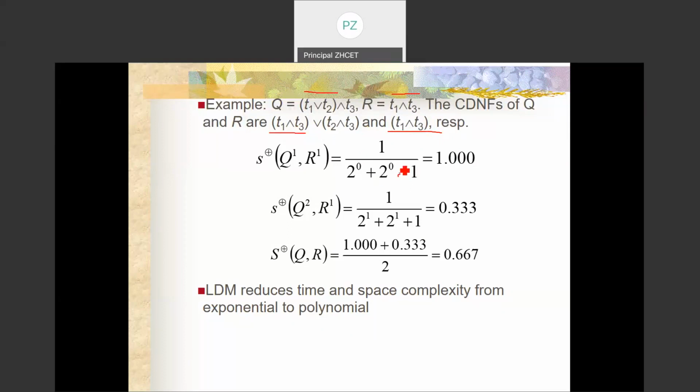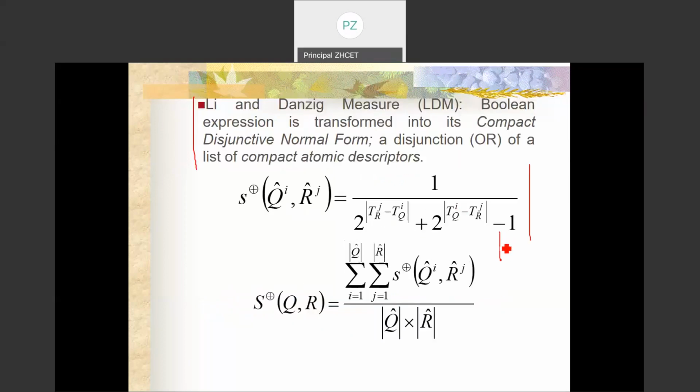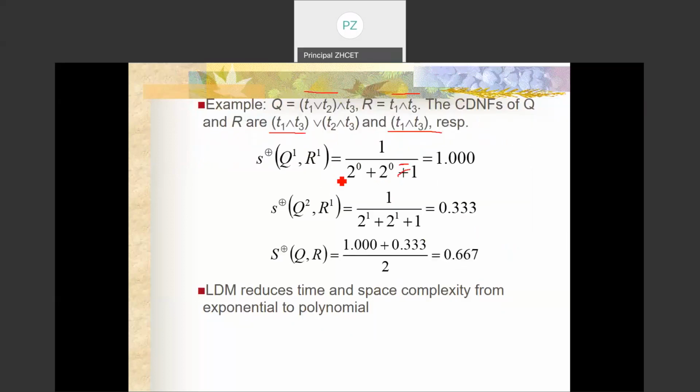I'm sorry, this should be minus 1, because that is what the formula is. This is minus 1. So 1 upon 1 plus 1 minus 1 is 1. Makes sense, because they are exactly similar. They are the same, in fact, so it should have been 1. Now let us go on to comparing the next product term with this product term. When I do this, I see that there is no negative term, so it cannot be 0.